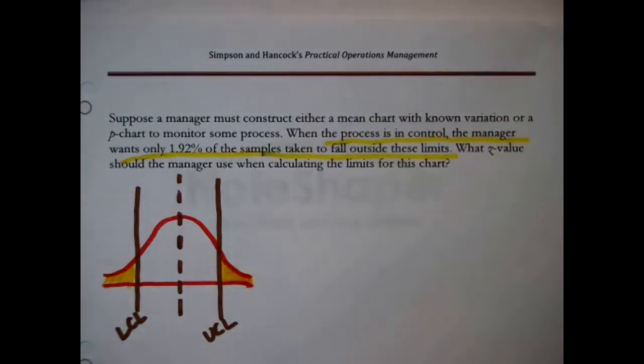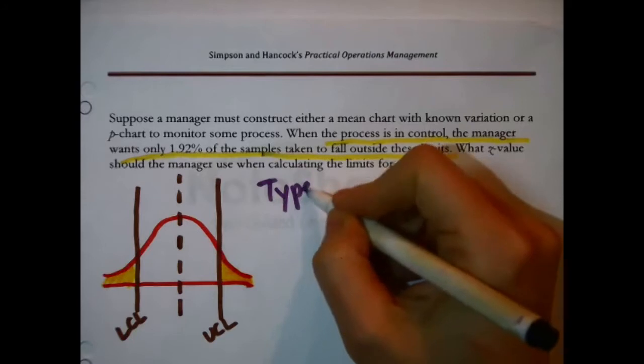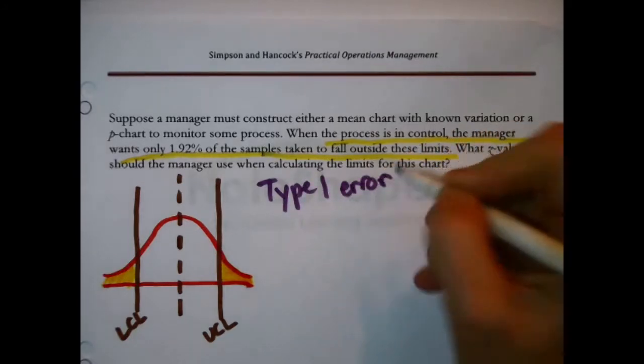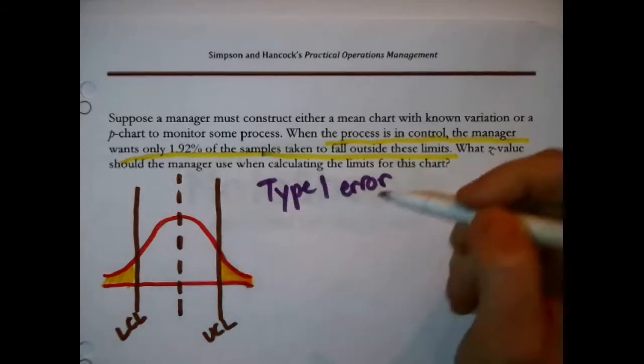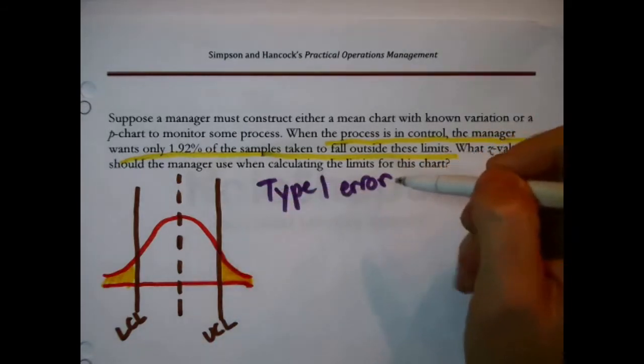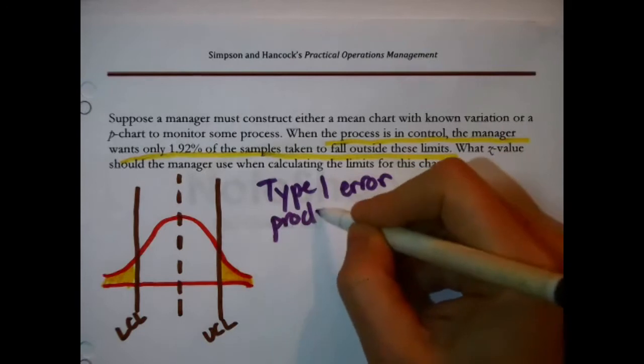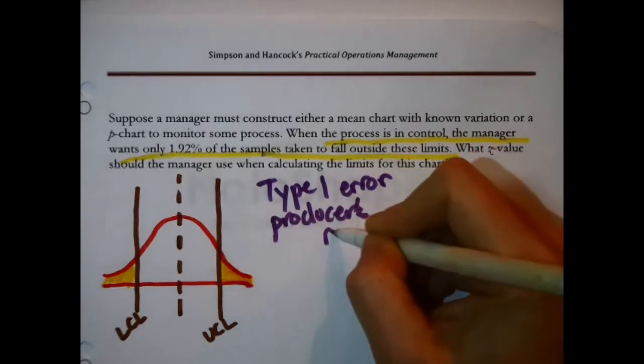That is known as a, oops, type 1 error. When a sample falls outside the limits, when in fact nothing's wrong, that's known as a type 1 error, also known as the producer's risk.